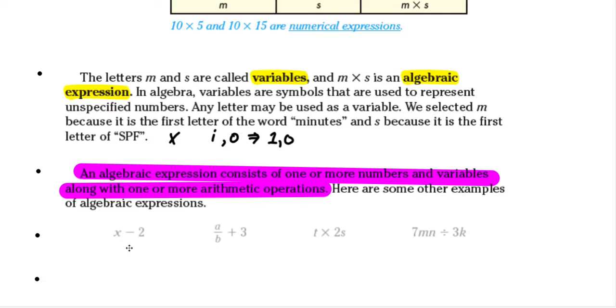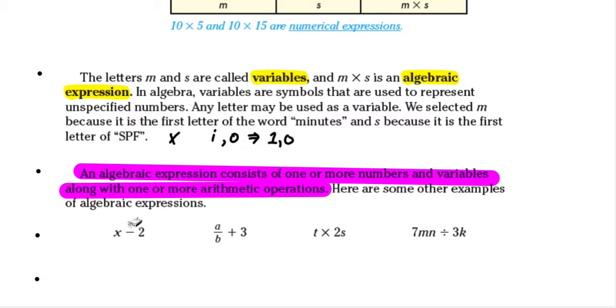Examples of algebraic expressions: x minus 2, a over b plus 3, t times 2s, 7mn divided by 3k. Those are all algebraic expressions with at least one or more arithmetic operations. If you look closely at these examples, this has one operation. Right there, a subtraction sign is one operation.